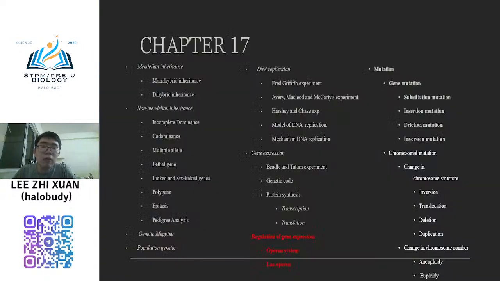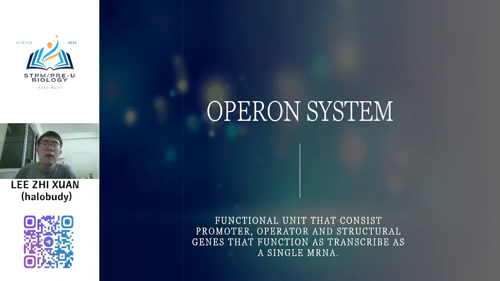In our syllabus, we only learn about prokaryotic cells. Eukaryotic cells we do not learn in the STPM syllabus, because prokaryotic is easier and simpler compared to eukaryotic, which is more complex. The prokaryotic cells control gene expression by one system called the operon system. This is the system that exists in prokaryotic cells.